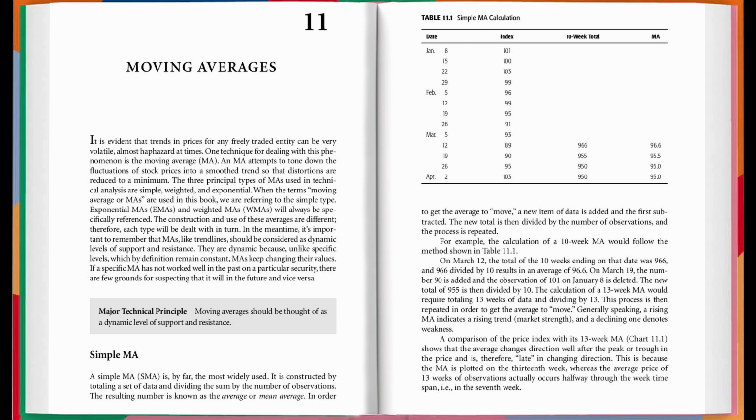Generally speaking, a rising MA indicates a rising trend, market strength, and a declining one denotes weakness. A comparison of the price index with its 13-week MA, chart 11.1, shows that the average changes direction well after the peak or trough in the price and is, therefore, late in changing direction. This is because the MA is plotted on the 13th week, whereas the average price of 13 weeks of observations actually occurs halfway through the time span, i.e., in the 7th week.